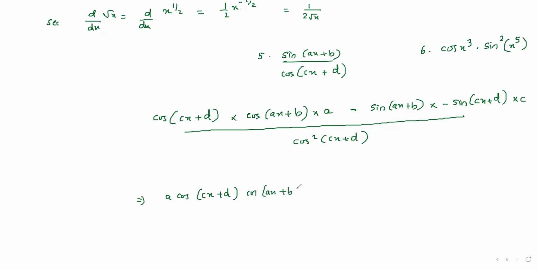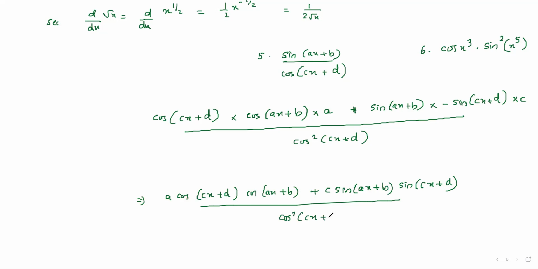You can just combine all these and write them together. So a cos(cx + d) into cos(ax + b). There are two negatives, right? So two negatives will make it positive. So what do you get? Plus c into sin(ax + b) into sin(cx + d), the whole divided by cos squared(cx + d). So is the answer clear?